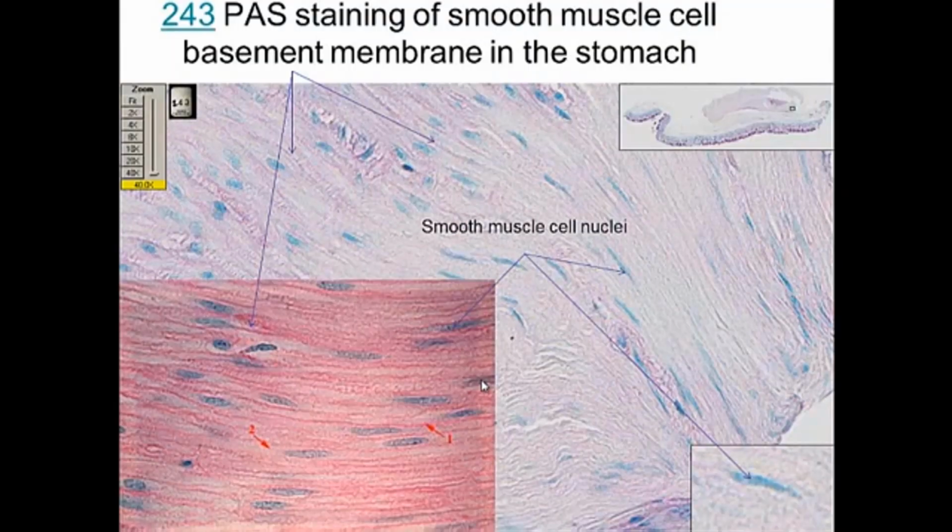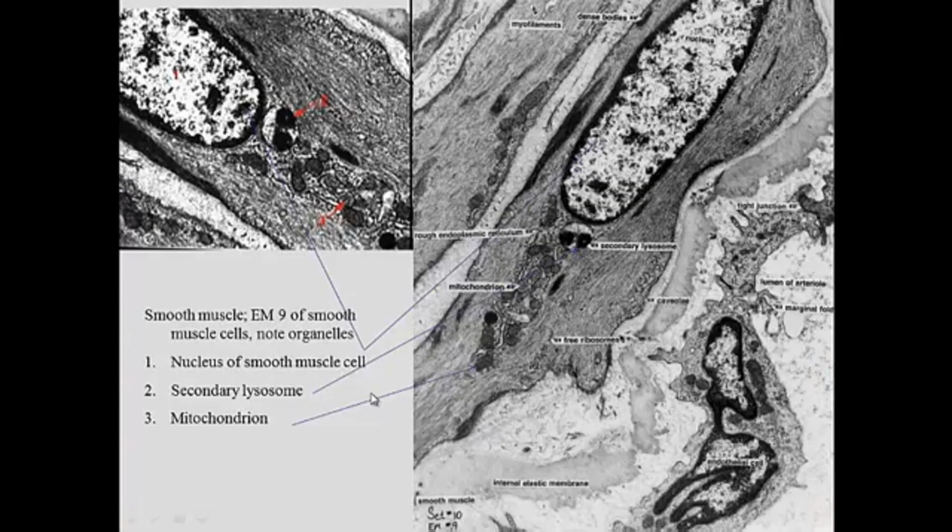If you stain it with PAS, which is periodic acid-Schiff, it stains for high concentrations of carbohydrates. You can see that the basement membrane of smooth muscle cells is PAS positive, like you see in epithelium. And so we do just see the nuclei here, but you see the PAS staining around each one of these.